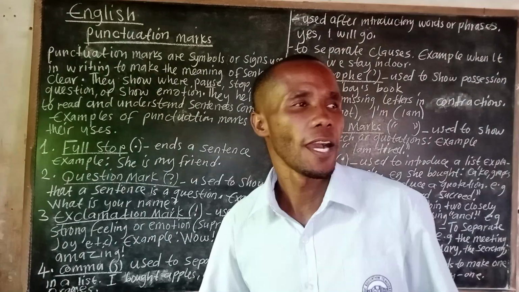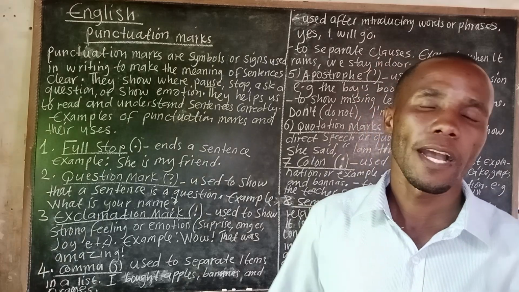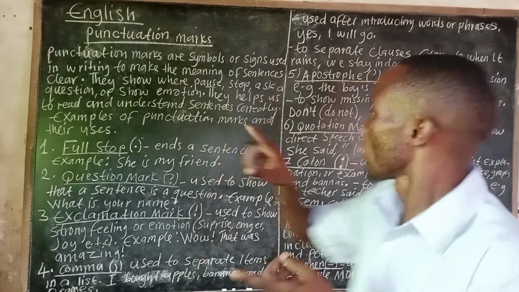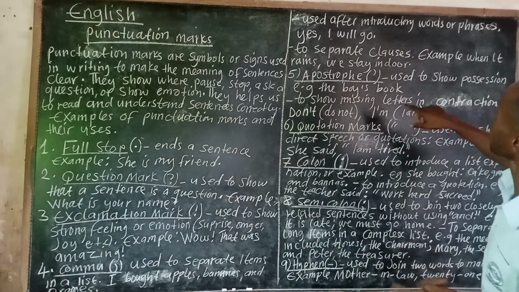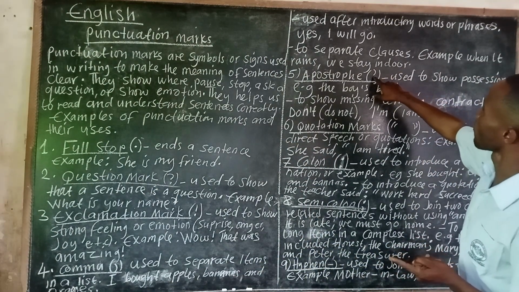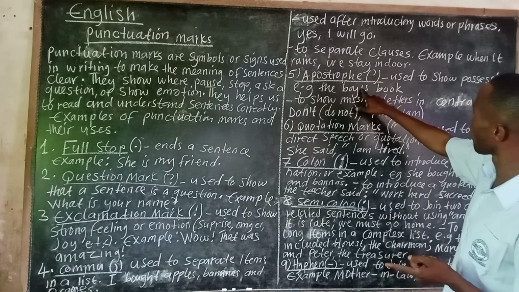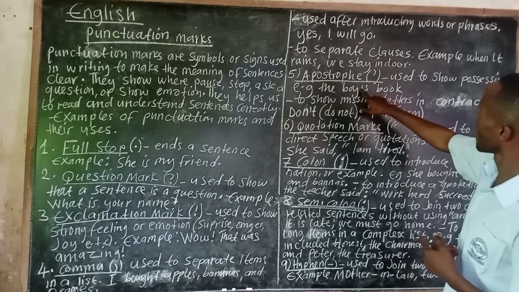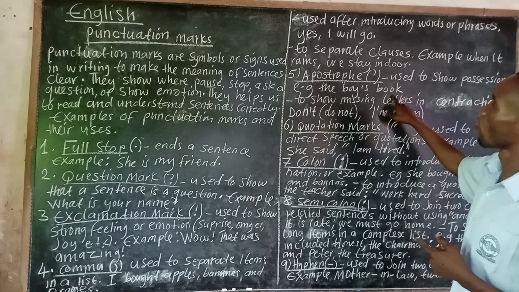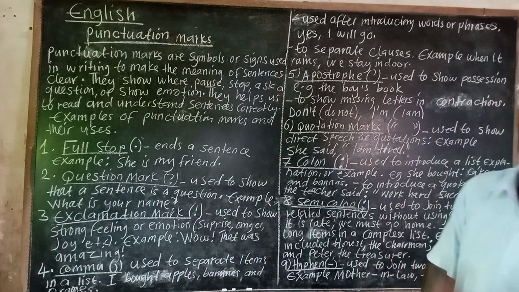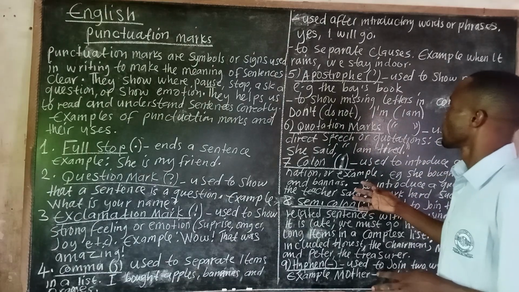If you say Mr. Nkandu's house, you put the apostrophe on top. This is the apostrophe. You put it the way they have indicated. The boy, then you put the apostrophe, then S, book. So showing that this book belongs to the boy. So that's what it means.